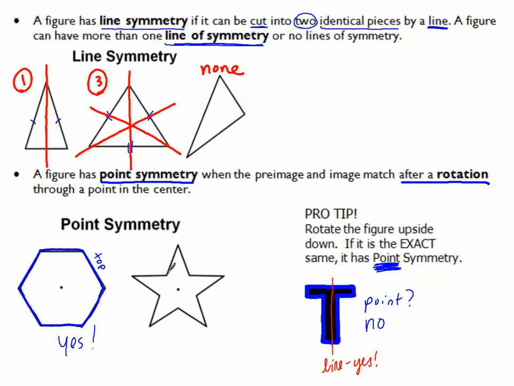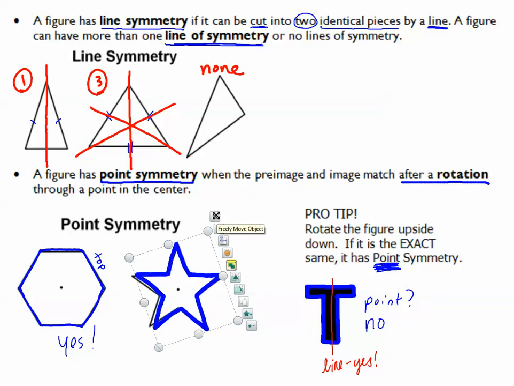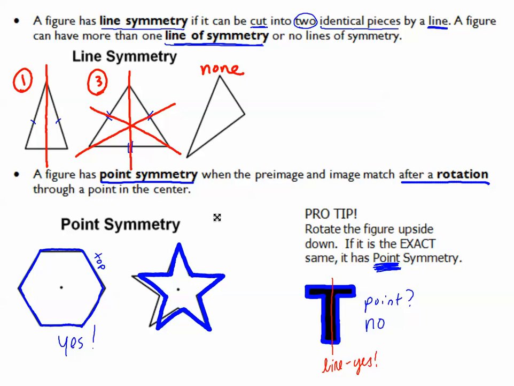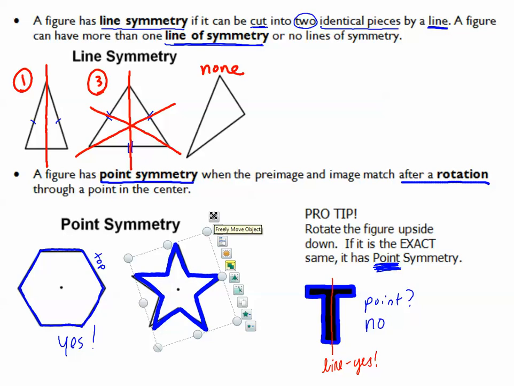Did you figure that one out yet? Well, we can do like we did in the other ones. I'm going to outline it, and then I'm going to show you how I can rotate it. Let's take a look. I'm a little bit off center, but there we go. You see how it looks the same again before we get all the way back around? That means yes, it has point symmetry.